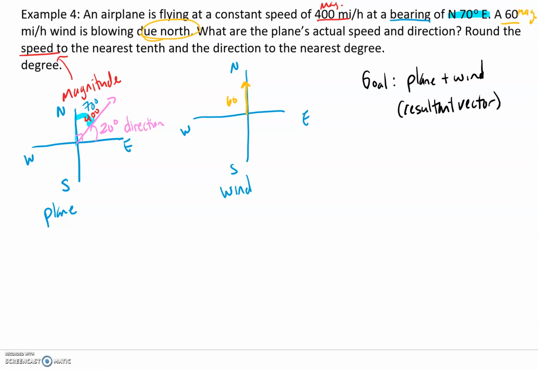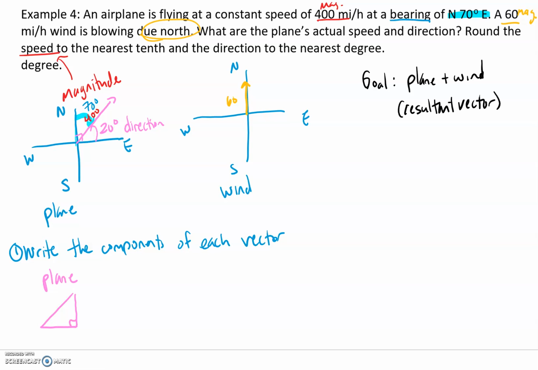So once I understand the problem, and again, it's optional if you want to draw these diagrams, I think it's helpful for me anyway, so I can visualize it. But once we have this idea and we know our goal, my first step is now to find the components. So I'm going to write the components of each vector. And in order to do that for the plane, since this one does tilt off the north axis, we want to create a triangle. So I'm going to do the plane here in pink. We're going to take out the right triangle from the diagram.